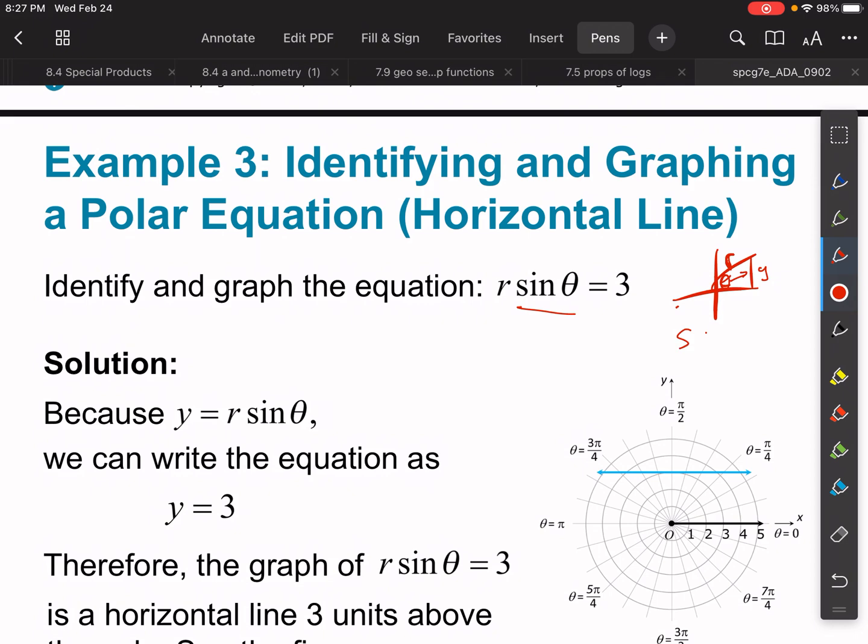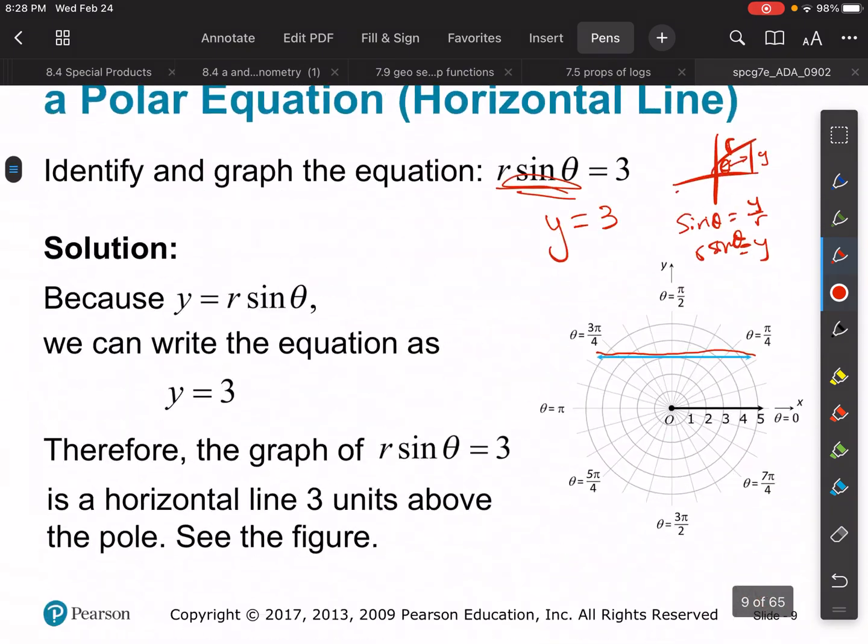So sine of theta is equal to y over r. So we know that y is equal to r sine of theta. That's the proof for this. So r sine of theta is equal to y, therefore I can replace that with y. So this is y is equal to 3, which I can graph as a line, y equals 3. Okay, so that's the first part of the lesson.